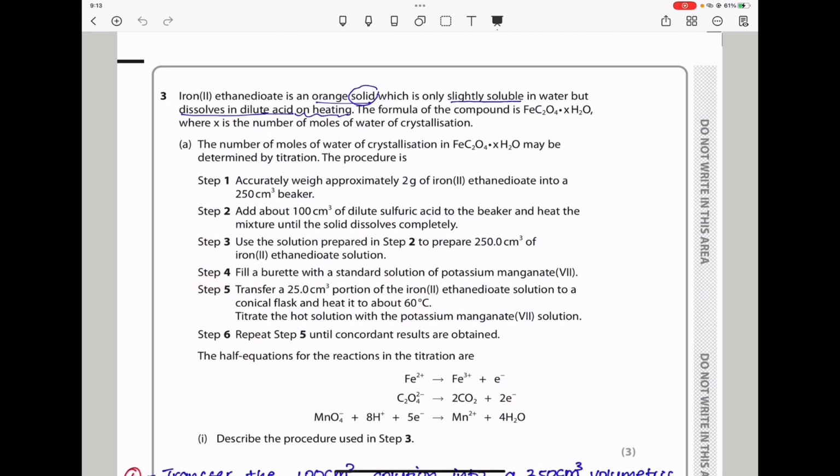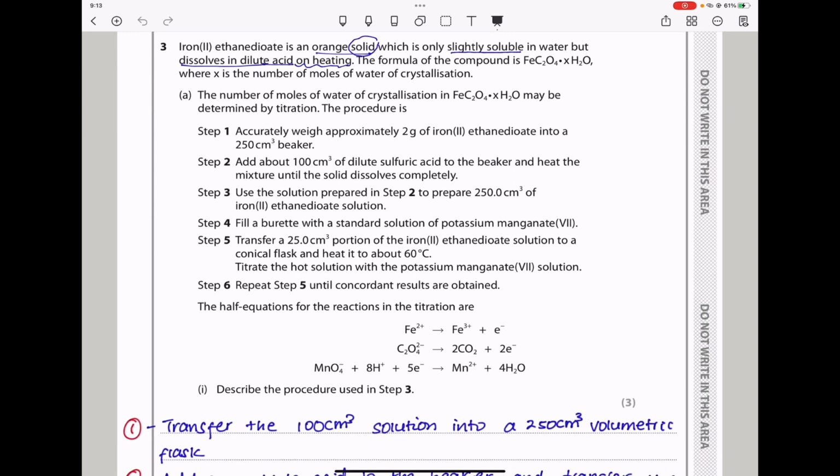Question 3. Iron 2 ethandioate is an orange solid which is only slightly soluble in water but dissolves in dilute acid on heating. The formula of the compound is given as that, where X is the number of moles of water of crystallization. They say the number of moles of water of crystallization in that compound may be determined by titration, and the procedure is as below.